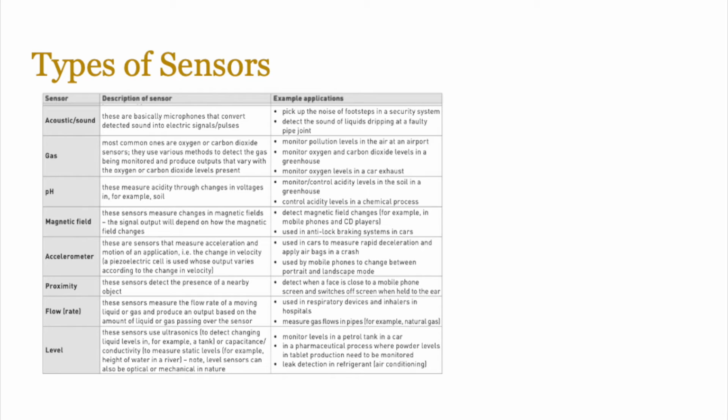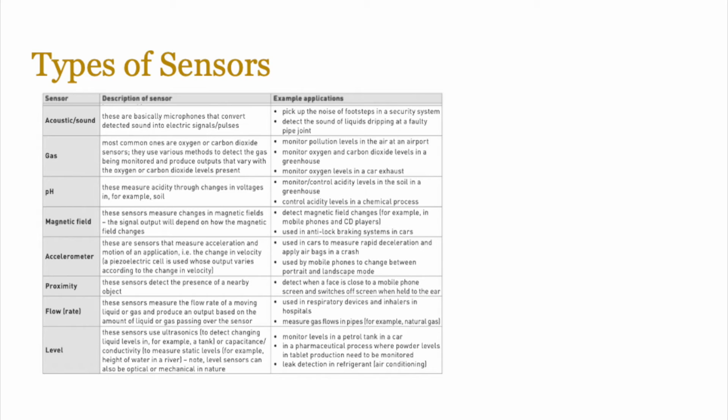Flow rate sensors measure the flow rate of a moving liquid or gas, and then they produce an output based on the amount of liquid or gas that's passing over the sensor. These are normally used in breathing devices and inhalers in hospitals, or perhaps measuring the gas flows in pipes in factories and so on. And finally, we have the level sensor.